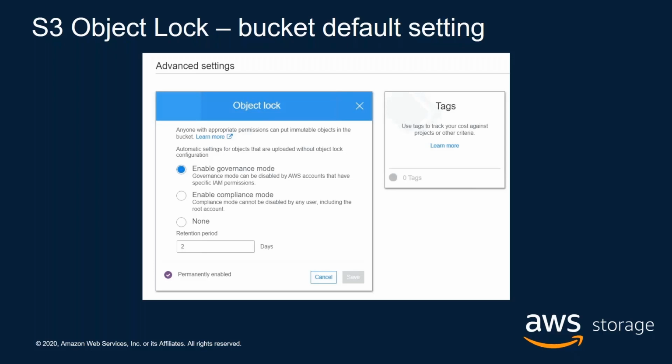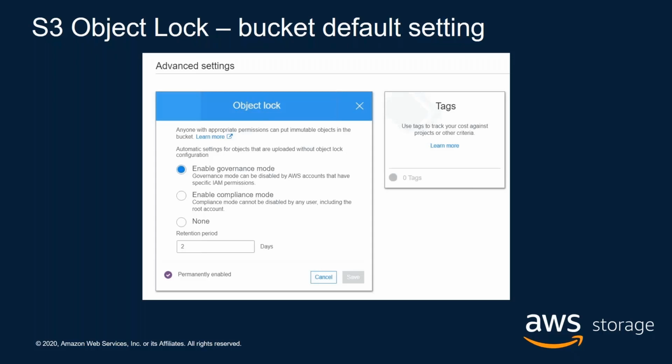It's important to note that when you enable object lock at the bucket level, it does not mean that all objects added to the bucket will be protected by default. If you'd like to protect all objects by default, you will need to configure a default retention period. Default retention period applies to all new objects that are placed in the bucket, unless you explicitly override the default settings at the time of new object creation.